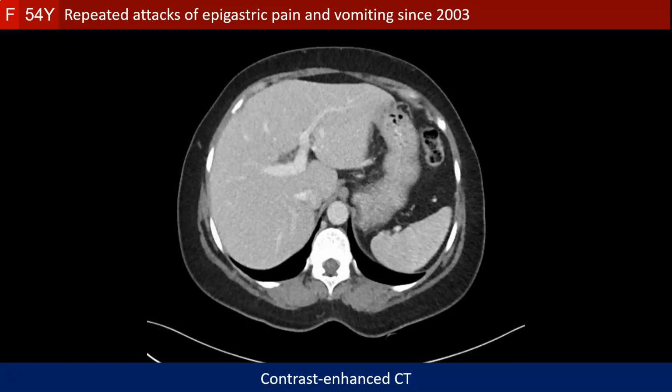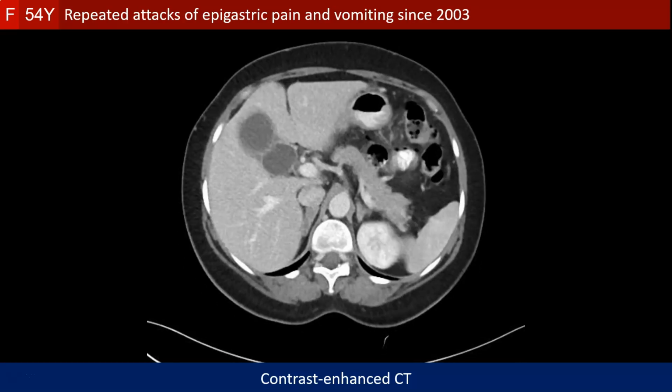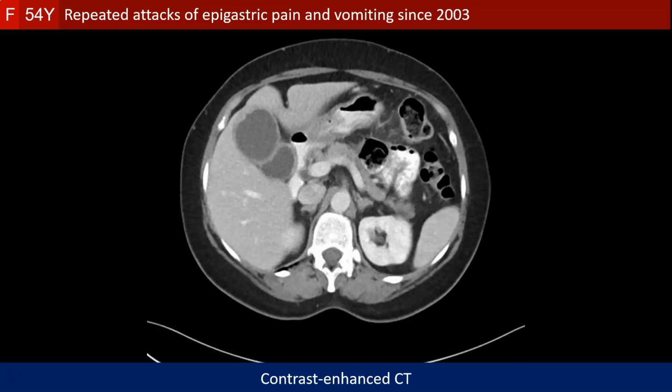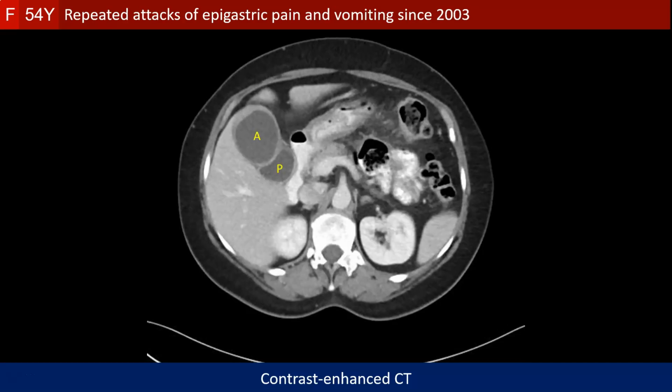Contrast-enhanced CT showed two structures instead of one at the gallbladder fossa. The anterior part is A, the posterior part is B, and it is clear that this is not a gallbladder that is folded over itself. There are two structures here.